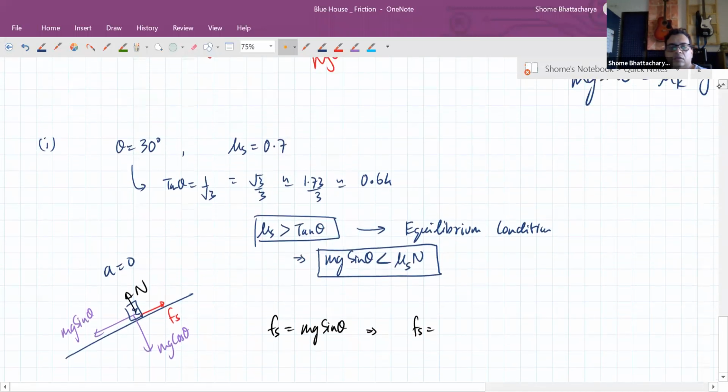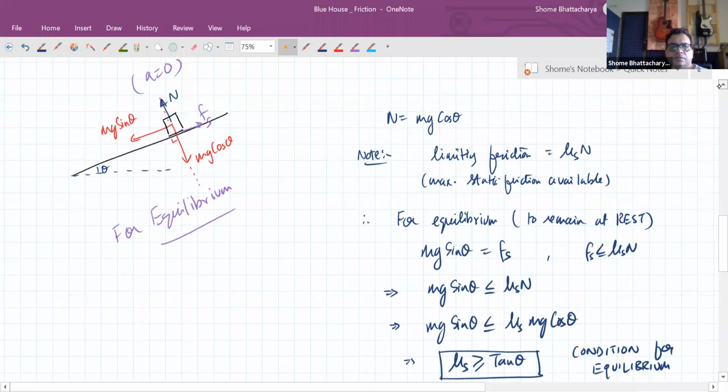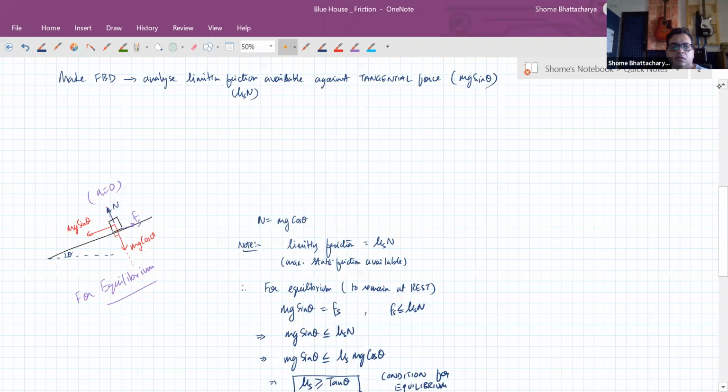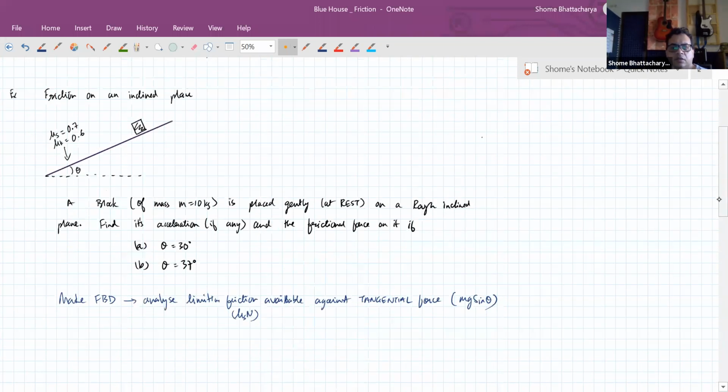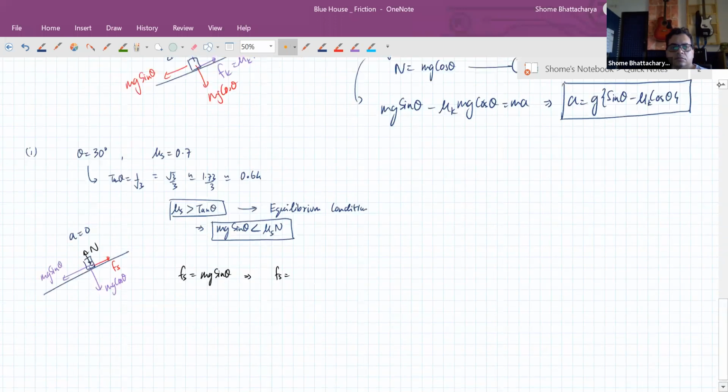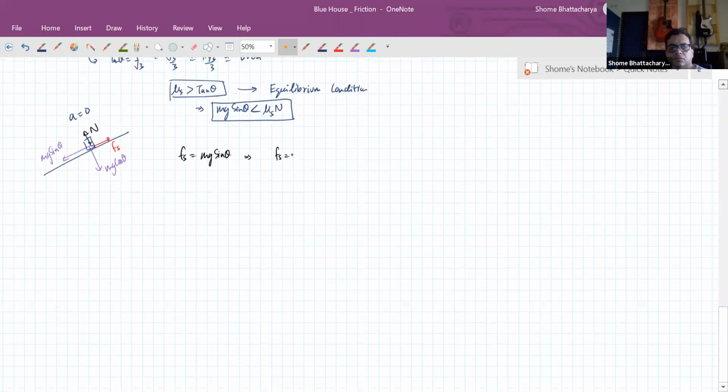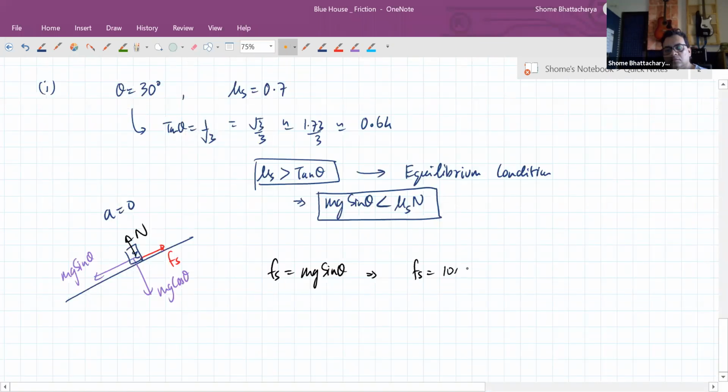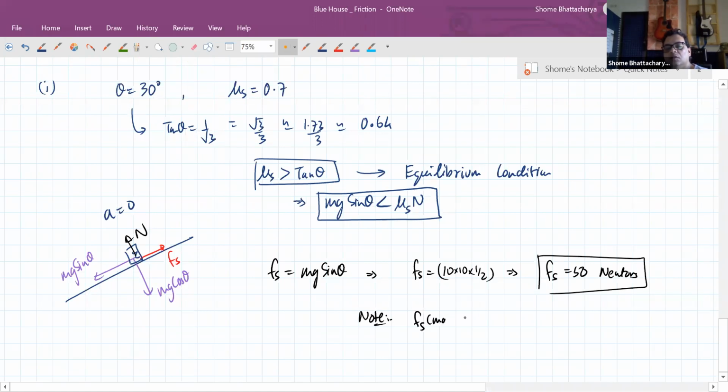How much was the weight? 100 newtons, right? M was 10 kg, I think, and we'll take g as 10. So the magnitude of static friction acting will only be 50 newtons. The limiting value is more. The limiting value of static friction available is mu s into N, that is mu s into mg cos theta. So it is equal to 0.7 into 100 into root 3 by 2, which is quite a bit more. It is more than 60 newtons.